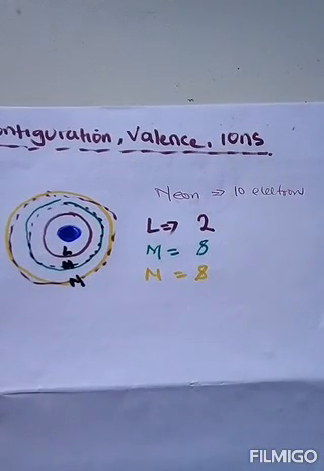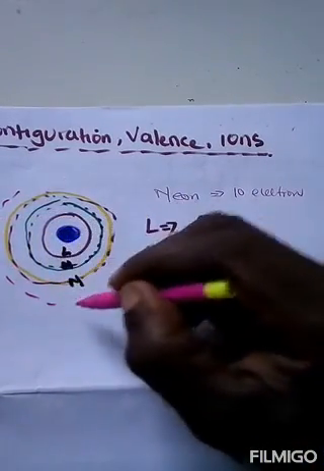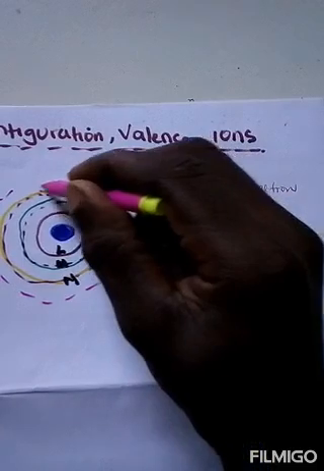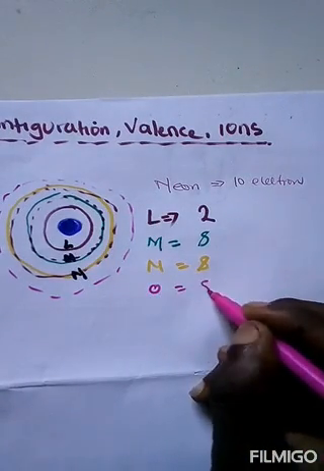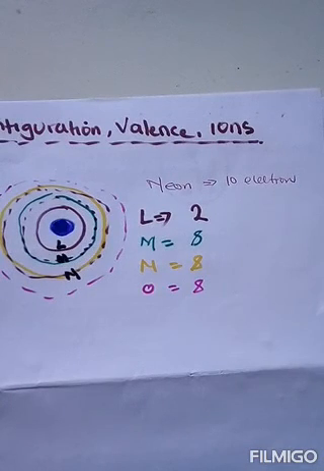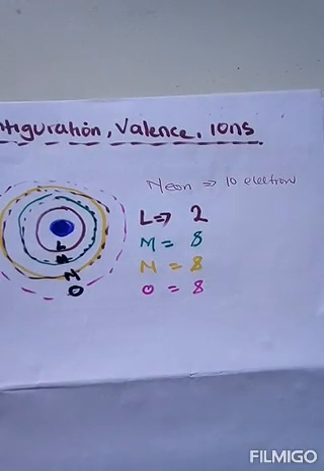Imagine we had a fourth shell. We could call this fourth shell shell O. So imagine these shells are just places where you can place electrons. Shell O can also have a maximum of 8 electrons. As you go to college or university, you realize that this will change. But in the meantime, this is what is appropriate at high school.